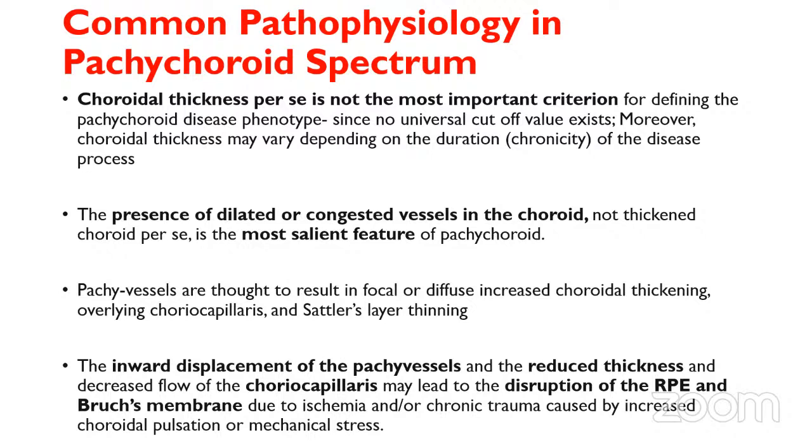The presence of dilated or congested vessels in the choroid, and not thickened choroid per se, is the most salient feature. So pachyvessels are thought to result in focal or diffuse increased choroidal thickening with overlying choriocapillaris and Sattler's layer thinning. So choriocapillaris and inner choroidal layer, that is Sattler layer, are thinned out, and pachyvessels along with diffuse choroidal thickening are seen. Along with this, there is an inward displacement of the pachyvessels and reduced thickness and decreased flow in the choriocapillaris, which leads to disruption of the RPE and Bruch's membrane due to ischemia and or chronic trauma caused by increased choroidal pulsation or mechanical stress.